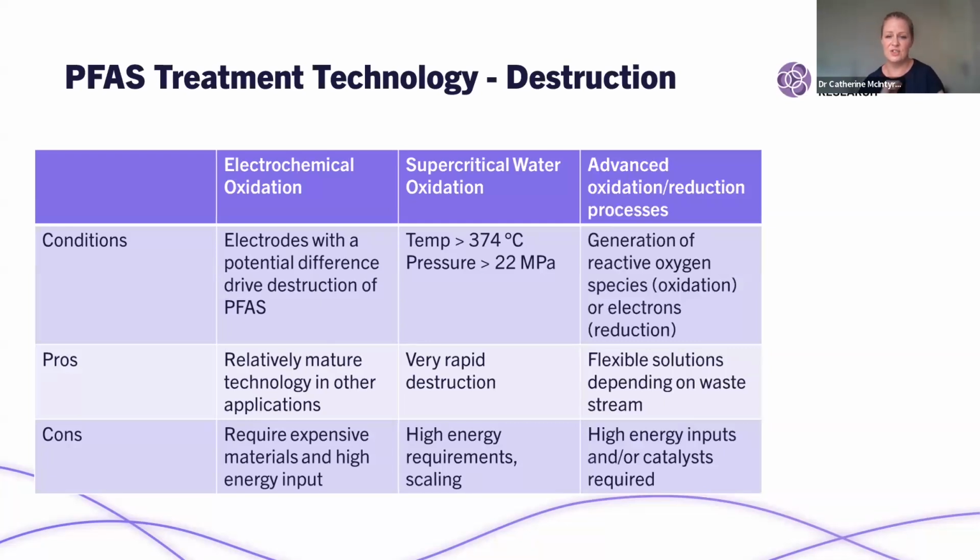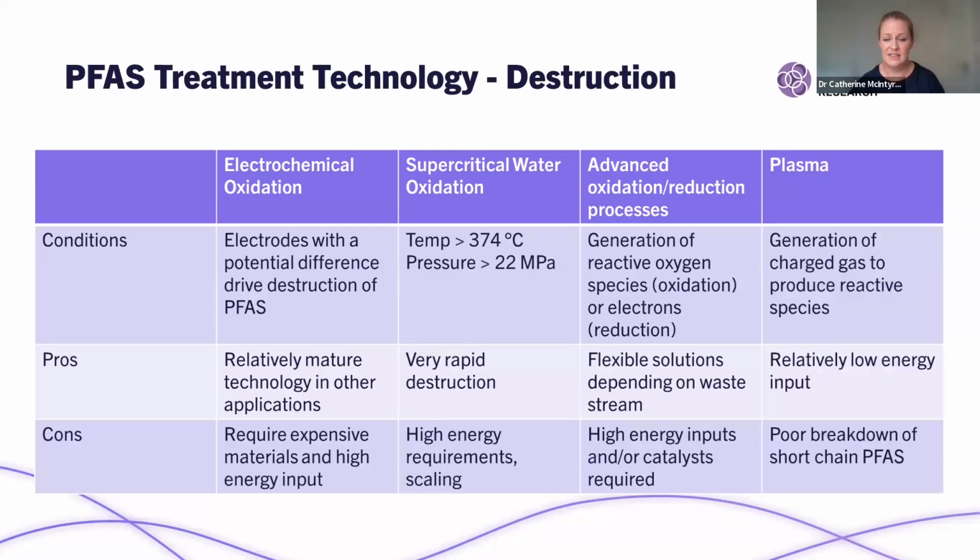Advanced oxidation reduction processes. So these, again, are relatively mature technology already used elsewhere for the breakdown of other difficult to treat materials. So in these processes, it's generation of high energy reactive species like ozone, oxygen, hydroxyl radicals, or high energy electrons in the case of reduction. And it's these reactive species that cause the breakdown of PFAS chemical bonds. So these can be quite flexible solutions, but they do require that high energy input. Again, carbon-fluorine bond needs to be broken and a catalyst may need to be introduced there.